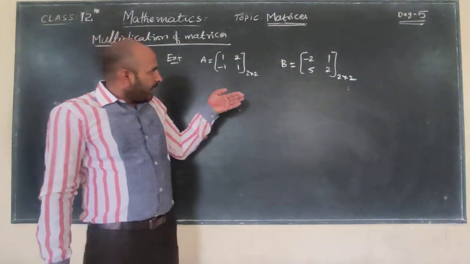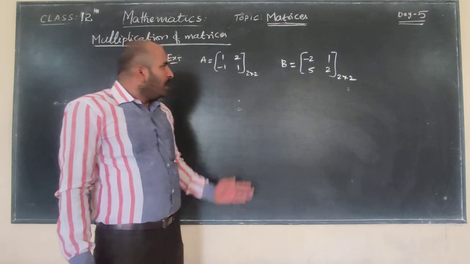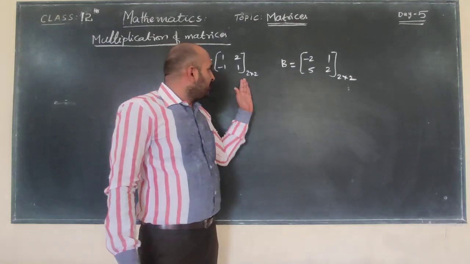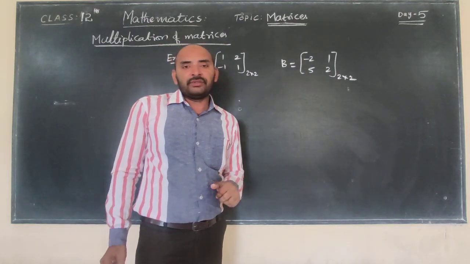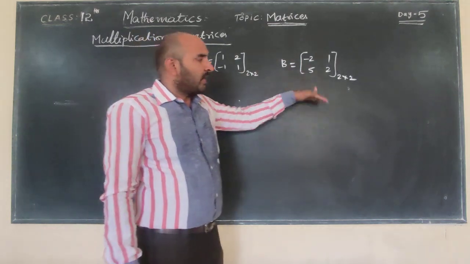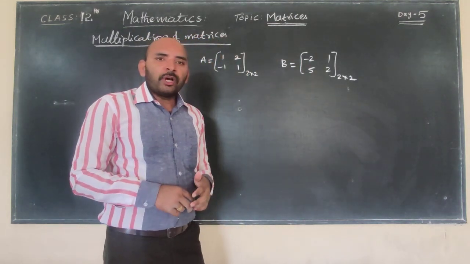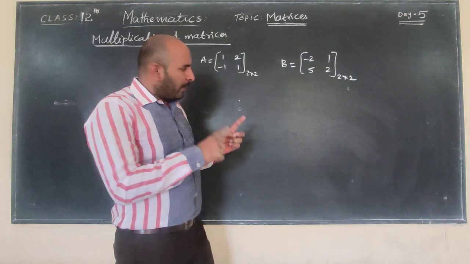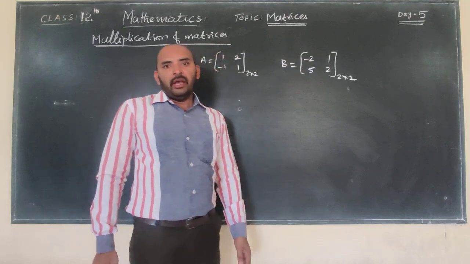See, in the previous two examples you observed, A is one matrix and B is another matrix with different orders. The product of two matrices is possible when the number of columns in the first matrix and the number of rows in the second matrix are equal.